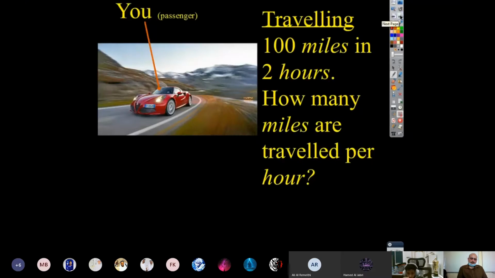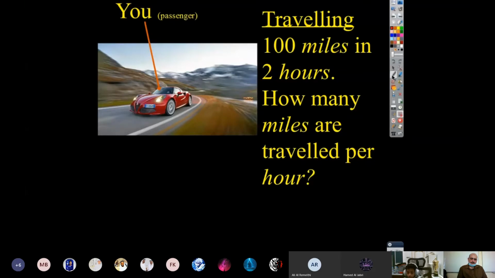So you're driving along in this car, you go 100 miles in 2 hours, and we want to know how many miles are traveled per hour. Well, let's talk about what is the total stuff that we're talking about here. Is the 2 hours the stuff or is the 100 miles the stuff, okay? And which one is the groups?